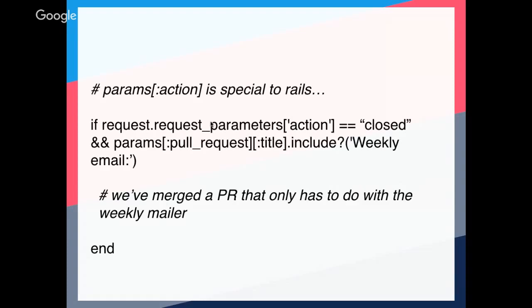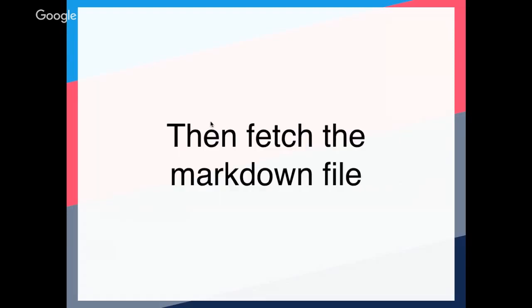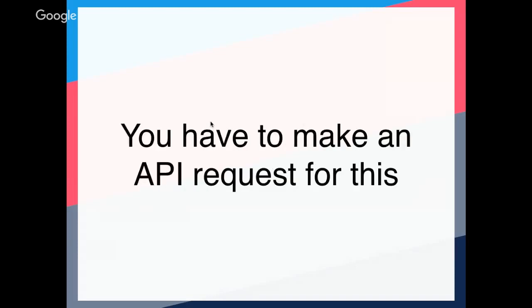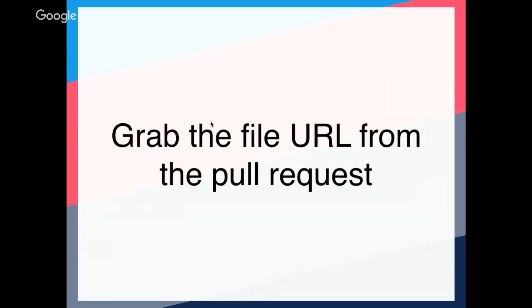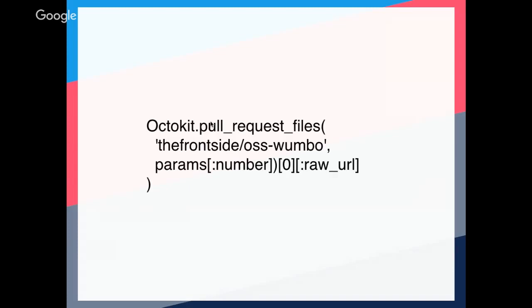So now that we have those two safeguards in place, so we're not just shooting off emails left and right, we have to fetch the markdown file. And in order to do that, we have to make an API request for this. So we're going to use GitHub's gem called Octokit to work with their API. Makes it really easy. And we're just going to grab the file from the URL of the pull request.